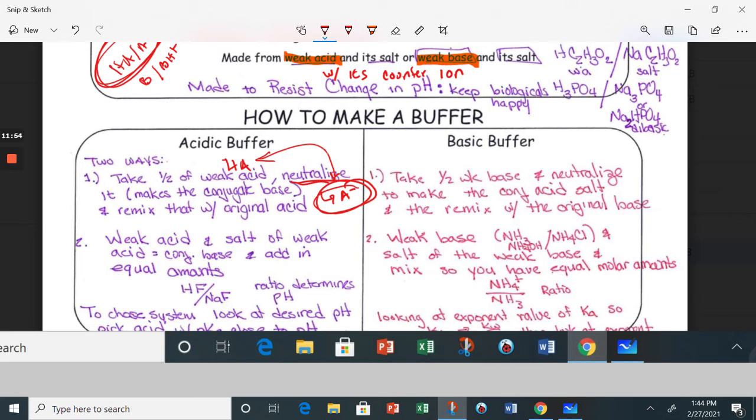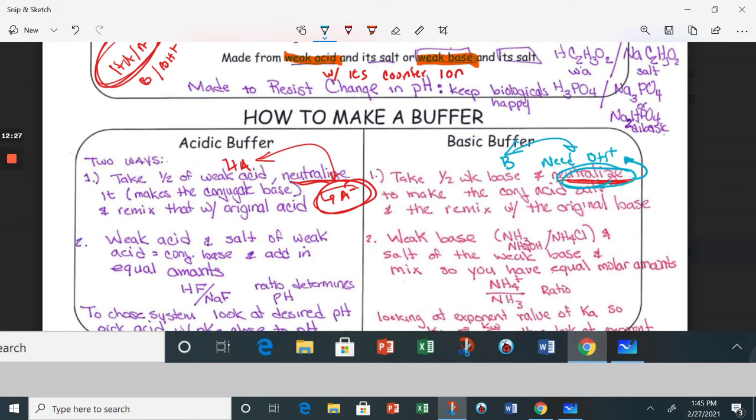That's the first way. You can do the same thing with the base. If they say you have a base and you go into the stockroom and pull an acid off the shelf, you neutralize it to make the counter ion. So if I have my base, I need the BH plus. So neutralizing gives the BH plus. And now I have both of these present going back and forth. So I've made the buffer by neutralizing, right?